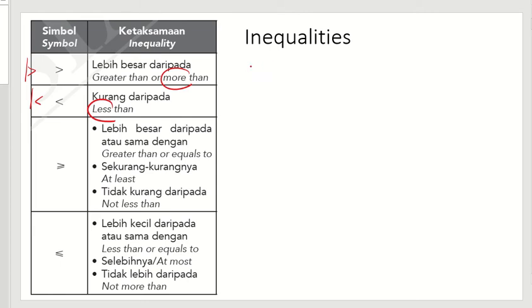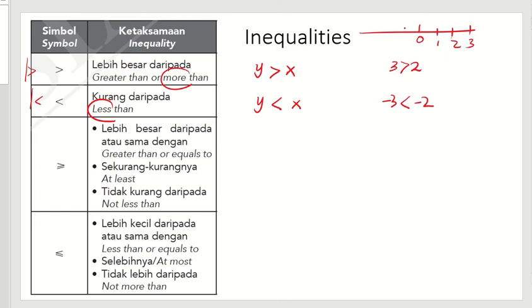For example, the symbols you are going to use: y more than x, or 3 more than 2. This one, y less than x. For example, -3 less than -2. You can use the number line to help you: 1, 2, 3, -1, -2, -3. Left hand side smaller, right hand side bigger.